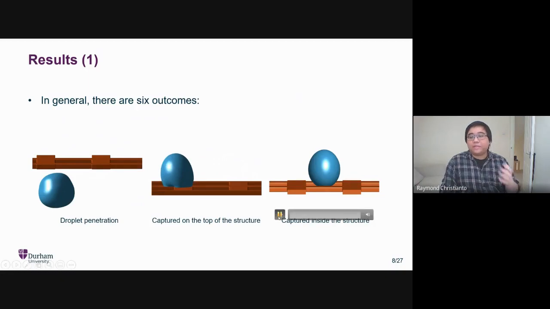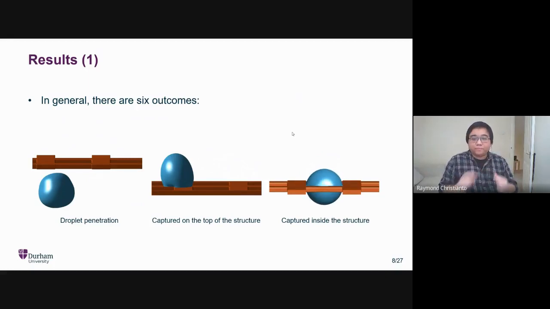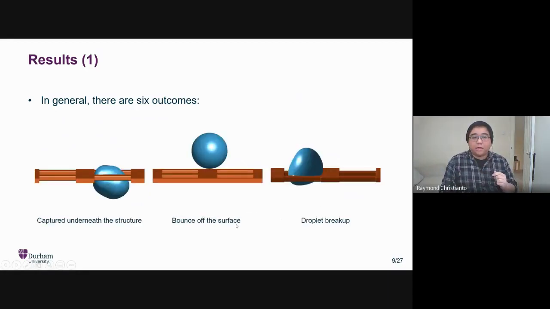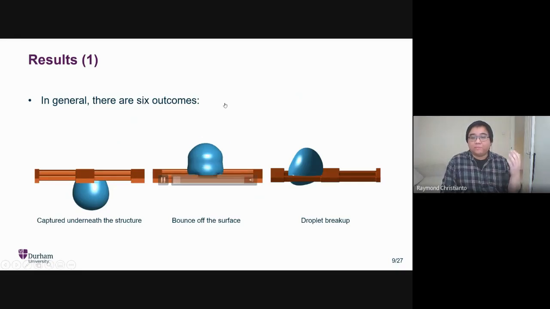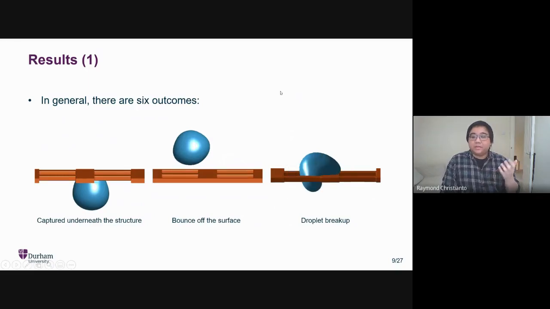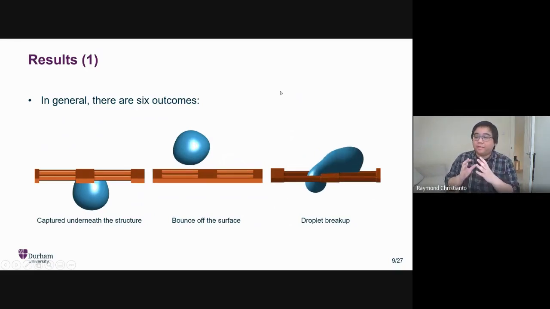The best case scenario is when the droplet is captured on the top of the structure, either just captured or rolling around, but never really penetrating the structure. Or there could be a case where the droplet seems to penetrate, but it is still captured by the inside of the pore. We also have another case where it penetrates, but it is not captured inside; it is captured on the bottom of the surface structure. There is also a case where the droplet just bounces off the surface like this. Or in some cases, the droplet will be broken up by the structure itself.